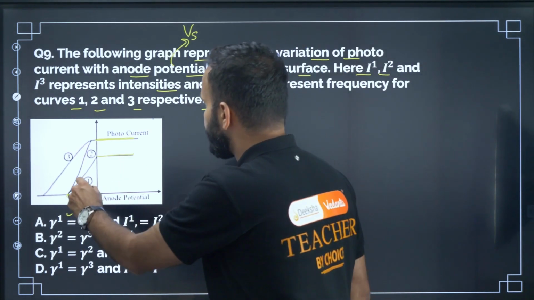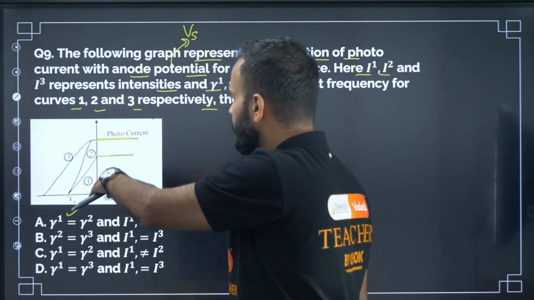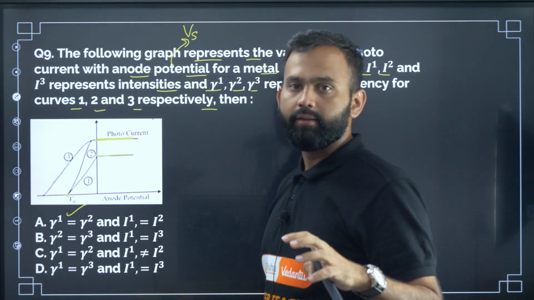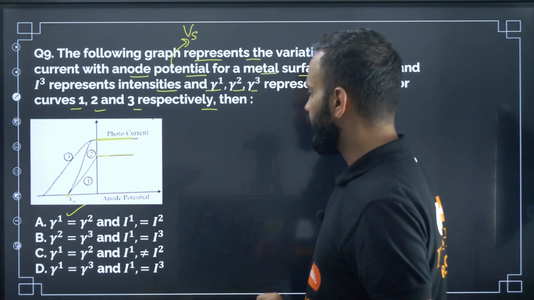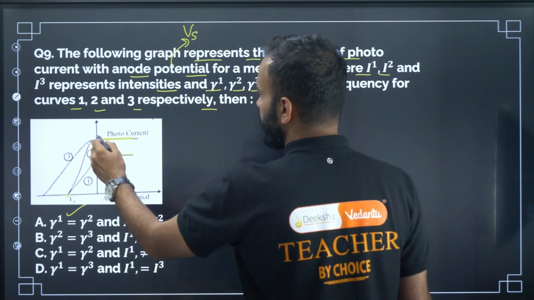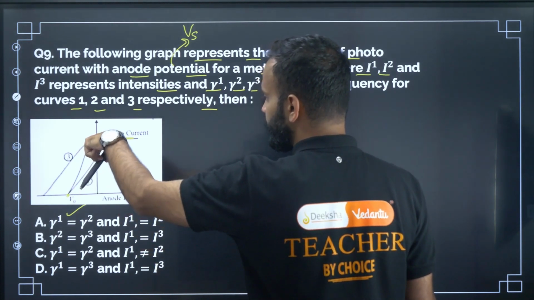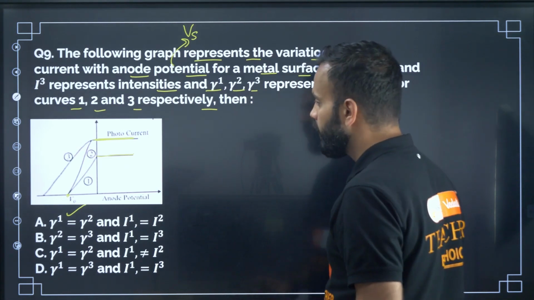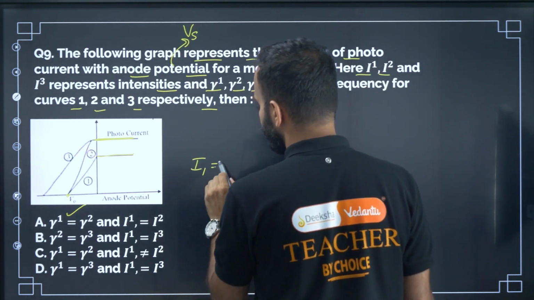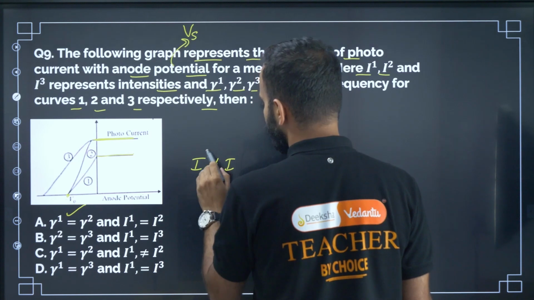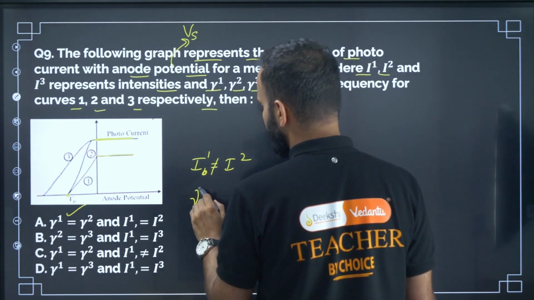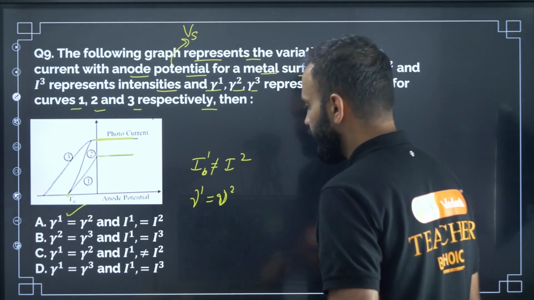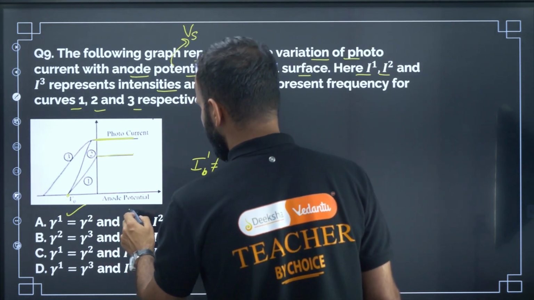See, for curve 2 the photocurrent is more, and for curve 1 the photocurrent is lesser. So photocurrent depends on the intensity of the incident light. So I1 is not equal to I2, and gamma 1 equal to gamma 2, or mu1 equal to mu2.